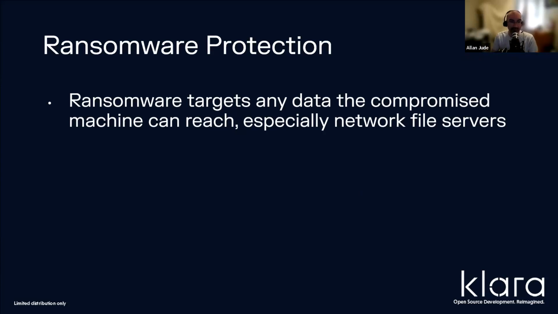So how do we protect ourselves from ransomware? The first thing is to realize what ransomware is trying to do, right? It's targeting any data that the compromised machine can reach, especially network file servers. Even if it's not your storage infrastructure that gets hit, it's going to be endpoint machines. But because those have access, they're going to go through and try to encrypt all the files on the NAS or the SharePoint or whatever storage mechanism you have, and try to hit as many of those as quickly as possible.